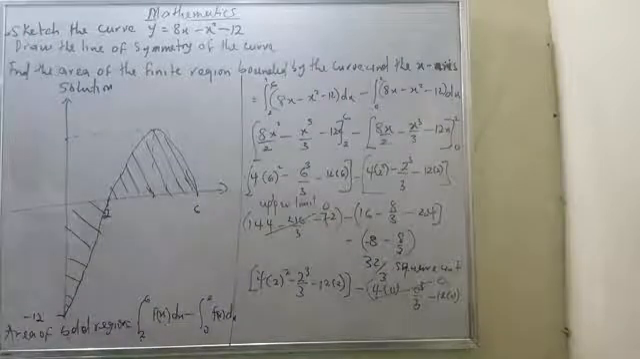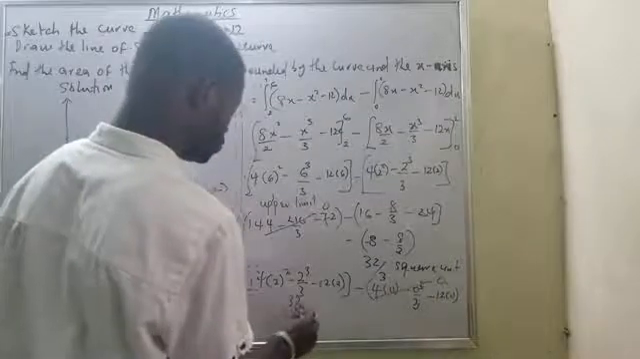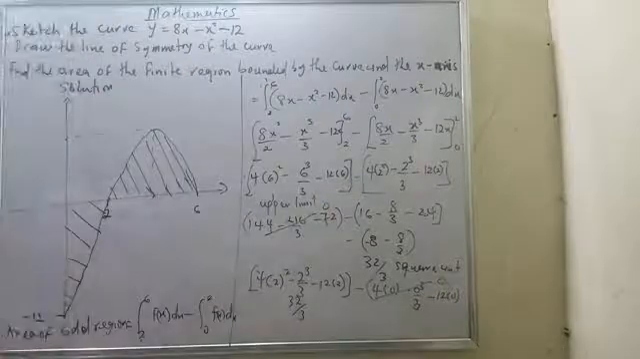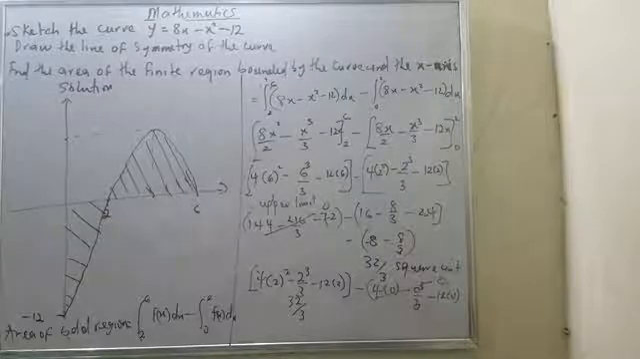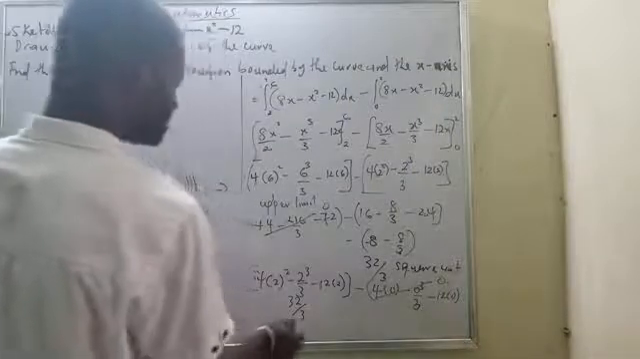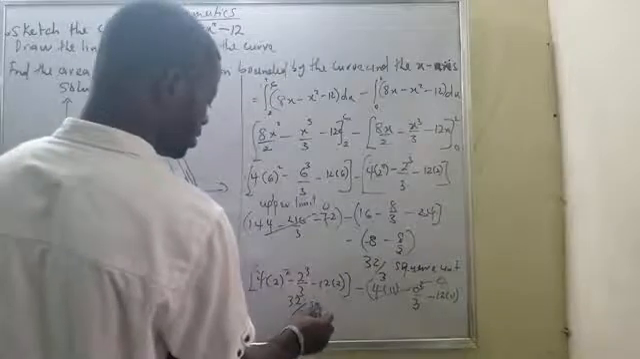On this side, it will definitely be 32. It will definitely be 32 also. 32 all over 3, definitely 32 over 3 because of the same thing. Now, since I have that, the area that I'm talking about will be equal to, don't forget, the unit is square units.